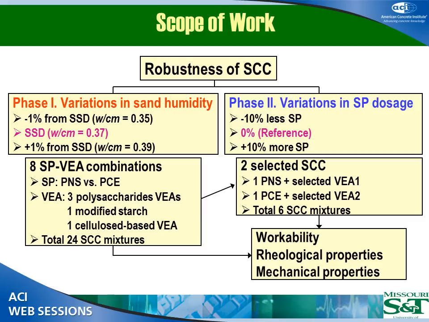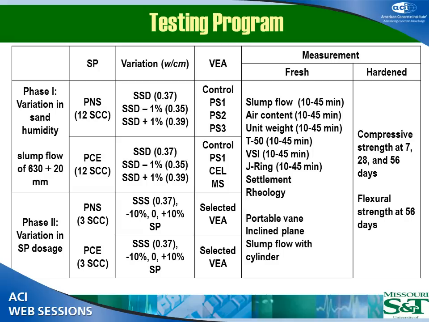So the superplasticizer dosage minus 10% and plus 10%, simulating variabilities that we can get on batching of ACC. And again, we looked at workability, rheology, mechanical properties, and their variations. So I'm listing here some of the properties we looked at. So fresh properties: slump flow, air content, and their variation over time.